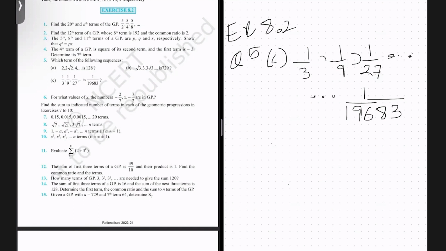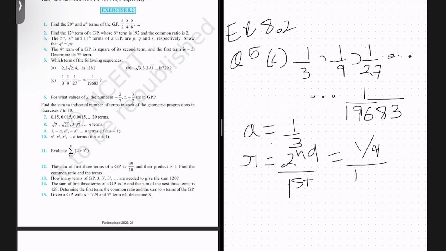Let us write down the information that has been given to us. So a has been given to us as 1 by 3. The common ratio r can be found out by dividing the second term by the first term. Doing that, we have 1 by 9 divided by 1 by 3. And now, doing that, the common ratio that we find out is 1 by 3. Correct? Moving on. So the common ratio is 1 by 3, and the first term is also 1 by 3.